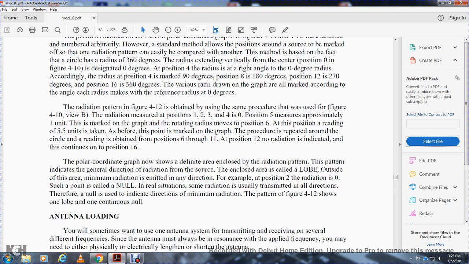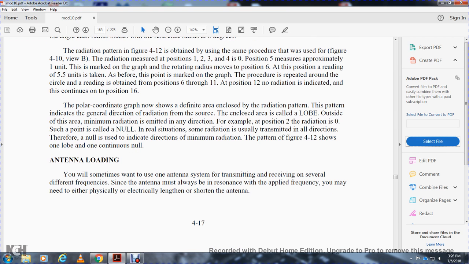The polar coordinate graph now shows the definite area enclosed by the radiation pattern. The pattern indicates the general direction of the radiation from the source. The enclosed area is called the lobe. Outside of the area, where no radiation is emitted in any direction, for example at position 2, the radiation is 0 at the point called the null. In a real situation, the radiation is usually transmitted in all directions. Therefore, the null is usually used to indicate the direction of minimum radiation. The radiation pattern of figure 4-12 shows one lobe and one continuous null.